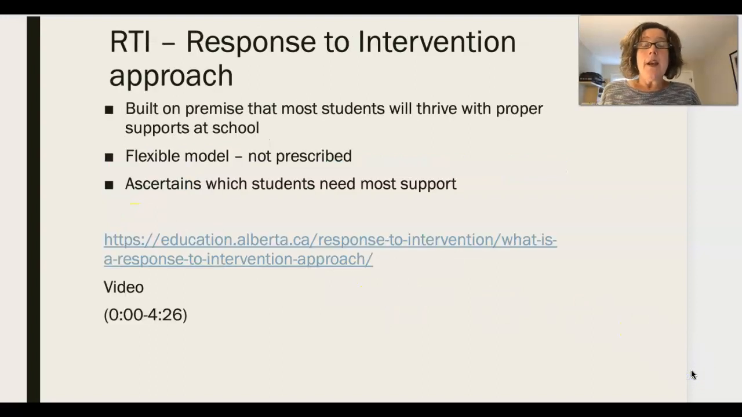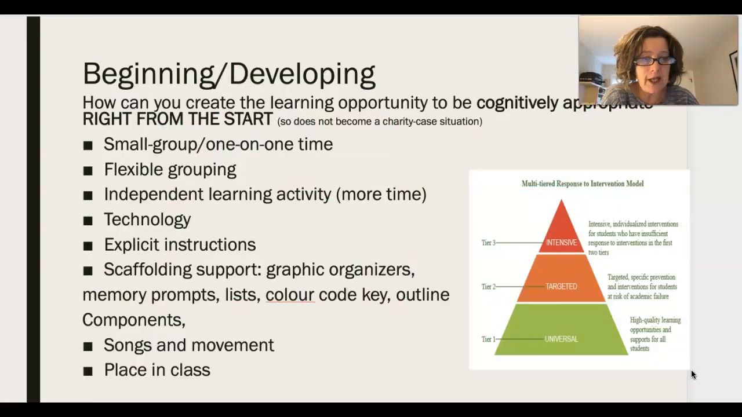Okay. This is more just, I threw these in here because I think it's important. These are a little bit more optional for you to have a look at. Some of you will go out into practicums where they talk about RTI, and I wanted you to know what that was. It's a response to intervention approach, and it's built on a premise that most students will survive with proper support. It's a very flexible model, and it ascertains which students need the most support. So it's similar to looking back here. It tries to figure out who are those kids that need intensive support.